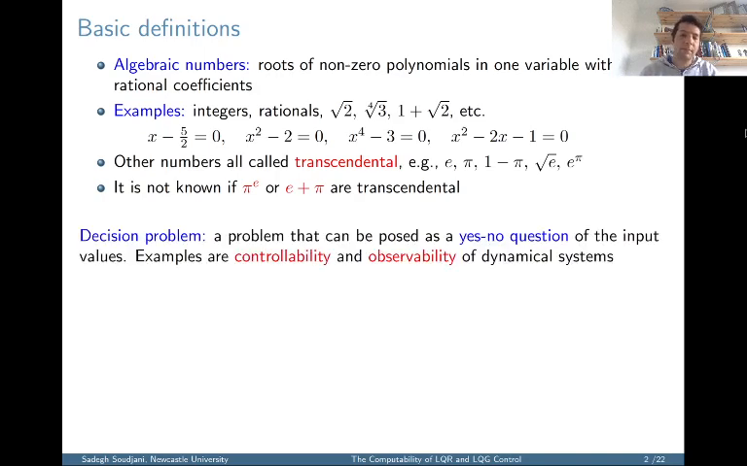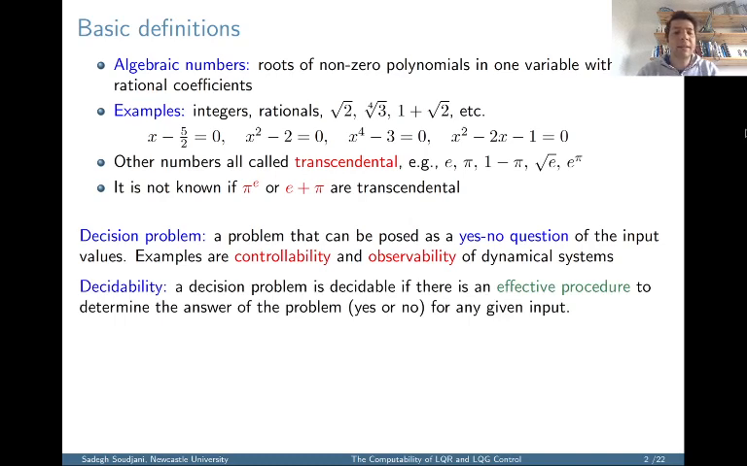Another point that I want to discuss in the beginning is the definition of a decision problem. Decision problem is a problem that can be posed as a yes-no question of the input values. Examples of decision problems include controllability and observability of dynamical systems, because in controllability we ask whether a given dynamical system is controllable or not. The same thing for observability. So it's a yes-no question.